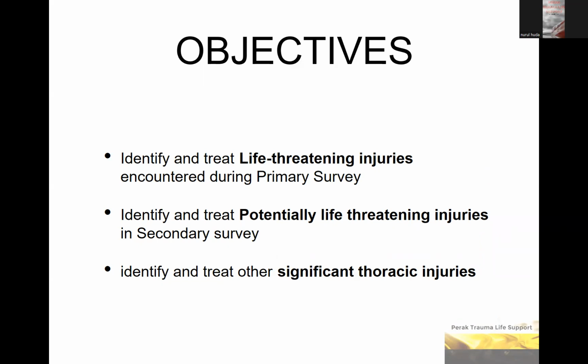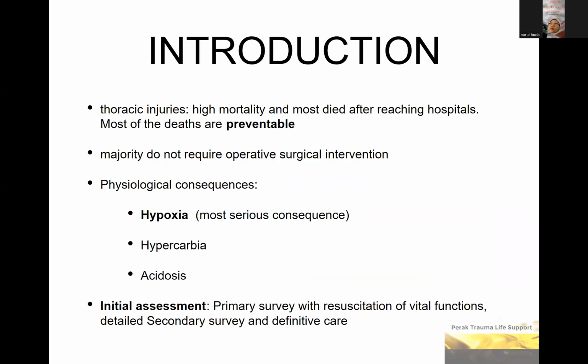So we have the mnemonic ATOM TC: A for airway obstruction, T for tension pneumothorax, O for open pneumothorax, M for massive hemothorax, T for tracheobronchial injury, and C for cardiac tamponade. Second is to identify and treat potentially life-threatening injuries in secondary survey. And the third one is to identify and treat other significant thoracic injuries.